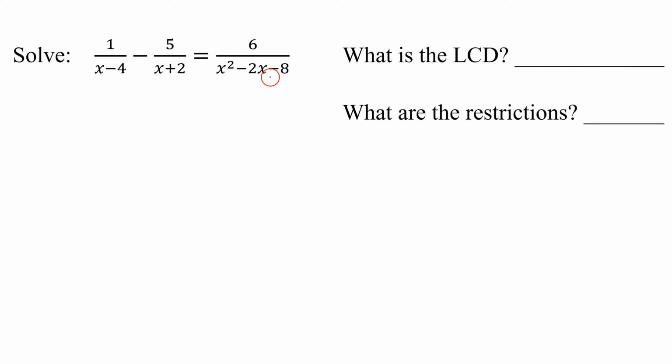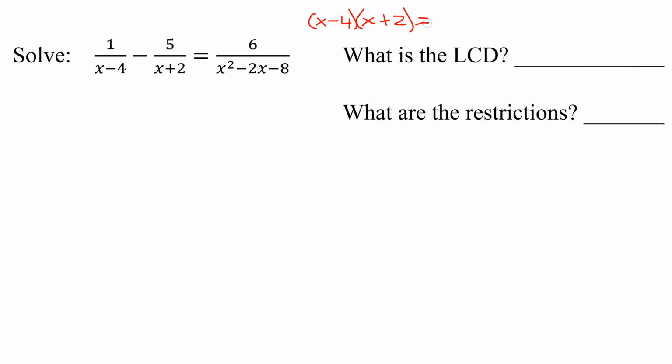We could factor this trinomial by our usual procedures, but often in this type of problem, this trinomial will factor into the product of our two other denominators. So let's double check to see if x minus 4 times x plus 2 gives me this trinomial. So let's quickly check x minus 4 times x plus 2.